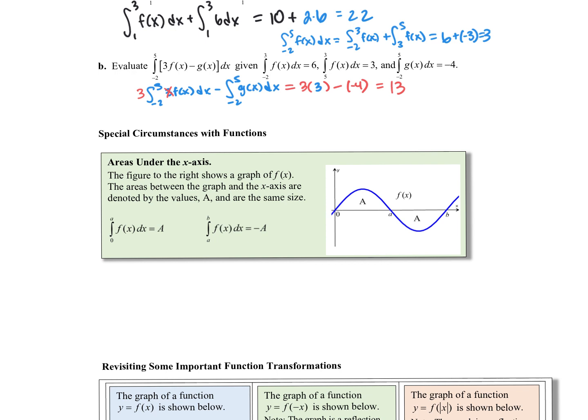All right, this next part talks a little bit about what we talked about yesterday. Area under the x-axis is going to be negative, right? So if you have two symmetric areas above and below the x-axis, they're going to cancel each other out, right? If you were to add them together, that would be equal to 0. Okay? All right, next page.